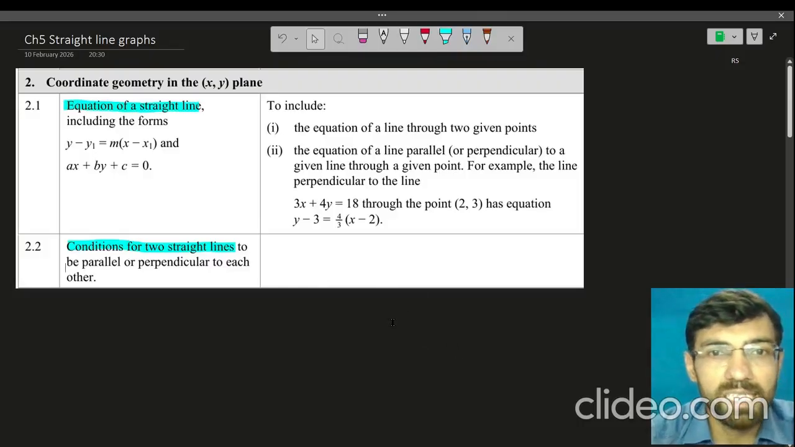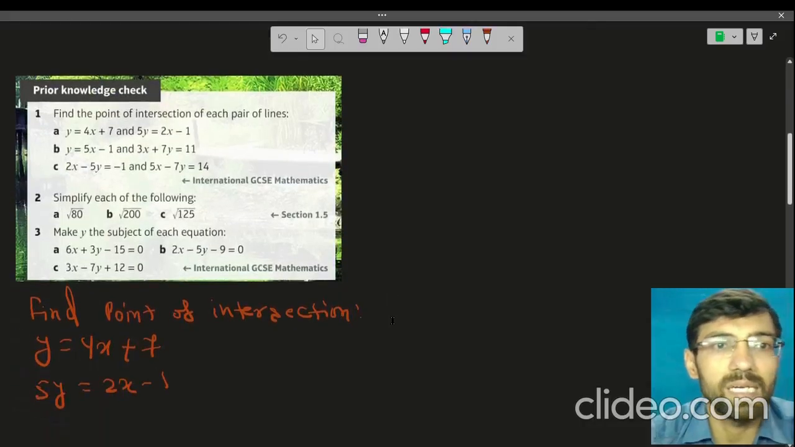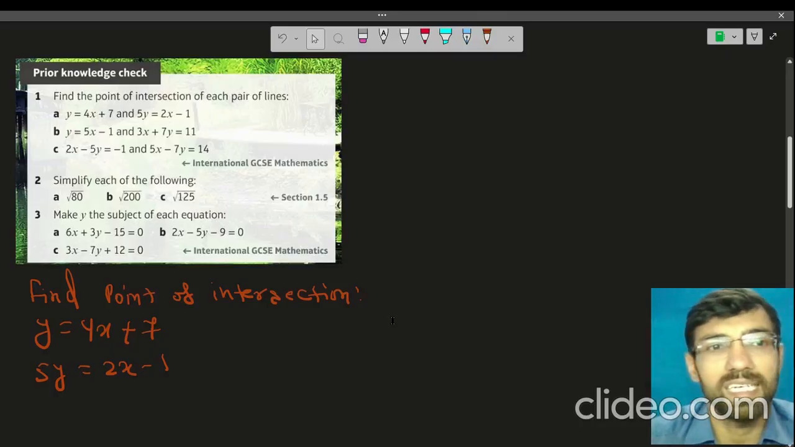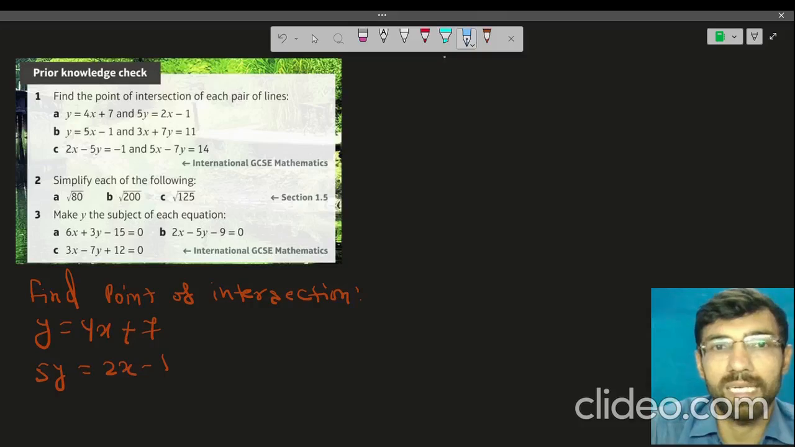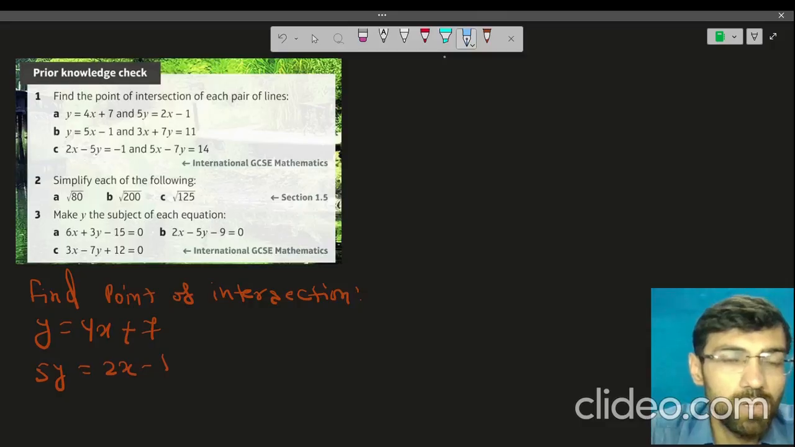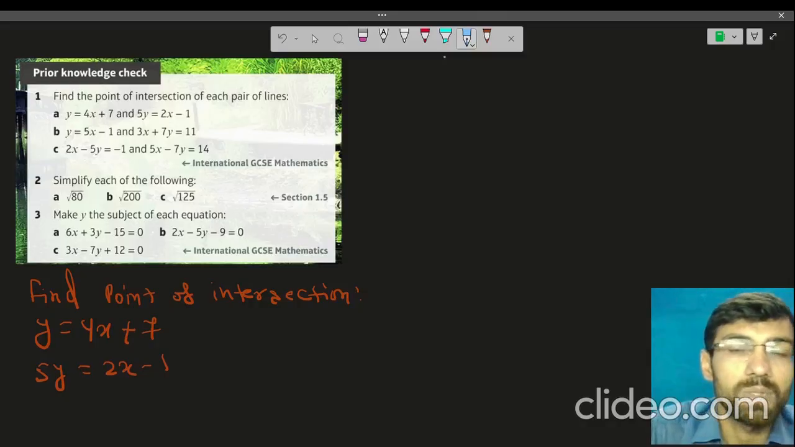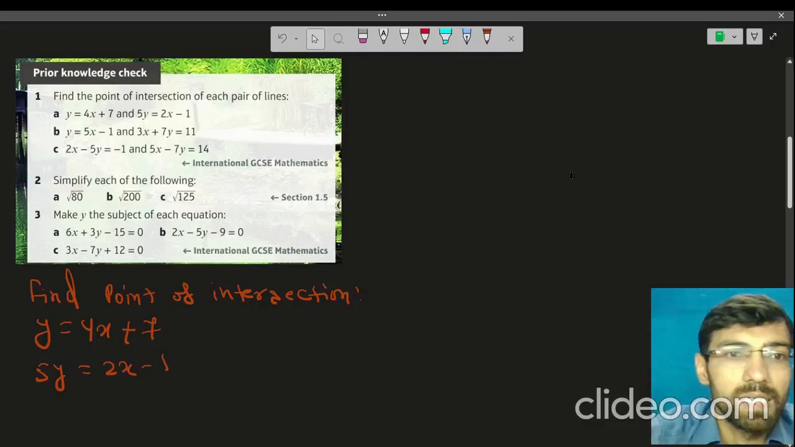But before starting this chapter, definitely there is a prior knowledge check. So these concepts you must be aware of to start learning the concepts. So let us go through just a single question of each type. If you find these questions very easy, definitely you can skip to the content part as per the timestamp. You can skip this. Okay, so let us start.